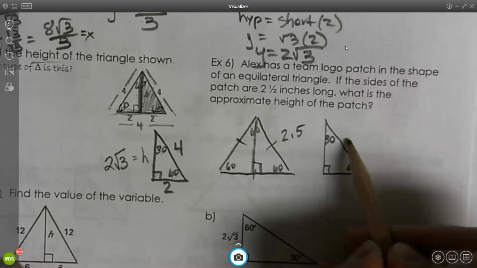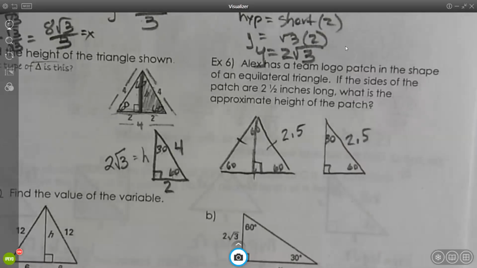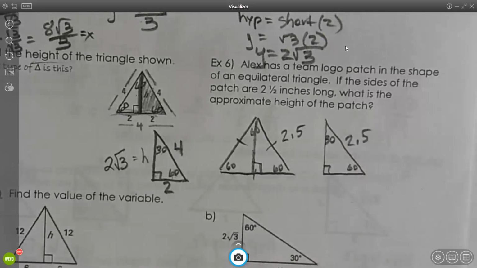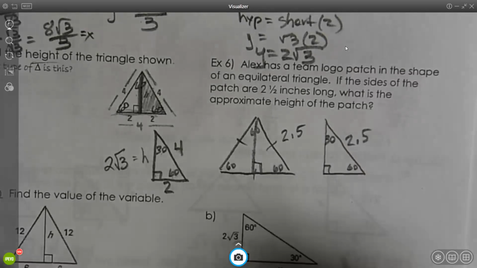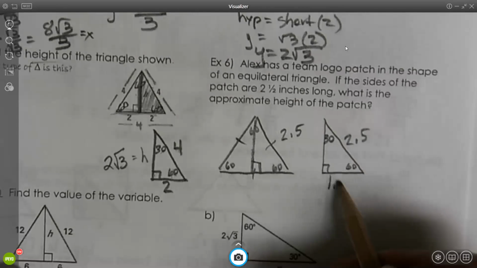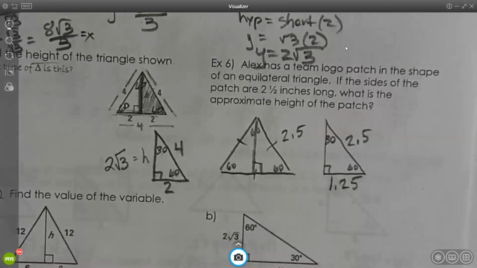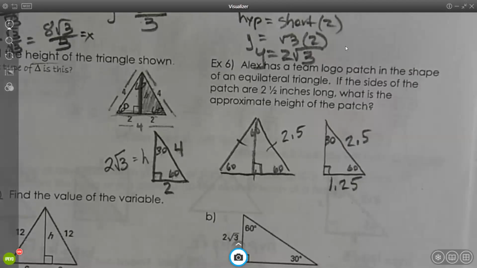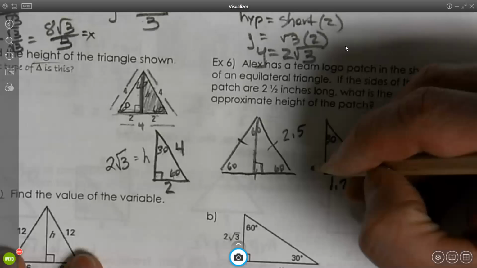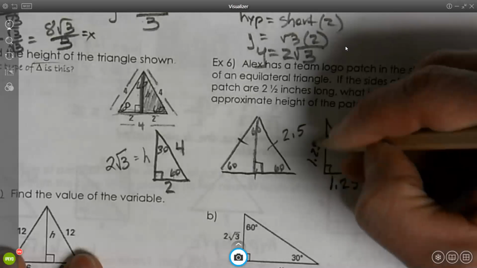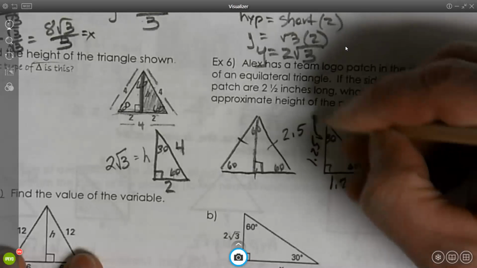This is 2.5. So we know that the short leg is half of the hypotenuse. So this would be 1.25. And the long leg is going to be 1.25 times root 3.